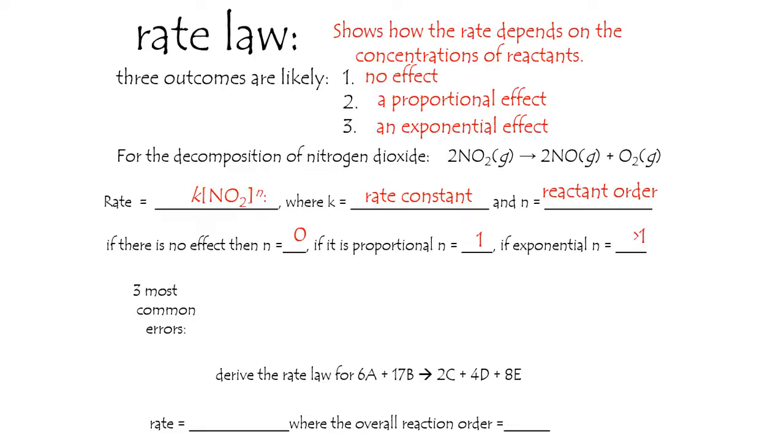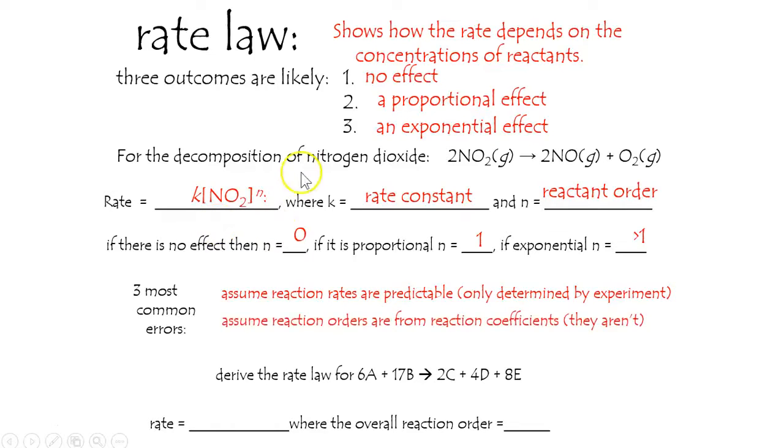Some common errors. 1, students assume that you can determine what n is without doing any experiments at all. No, you have to do rate law experiments to figure out what's the deal. 2, we assume these numbers here, these coefficients, become the exponents. They do not. This might be more of a problem after you've studied equilibrium where they do. But for rates, the reactant order has to be determined by experiment. And 3, people start putting concentrations of products in the denominator, things like that. No, for rate law, it's simply equal to a rate constant times the concentration of the reactants to some experimentally determined reactant order, and that's it.